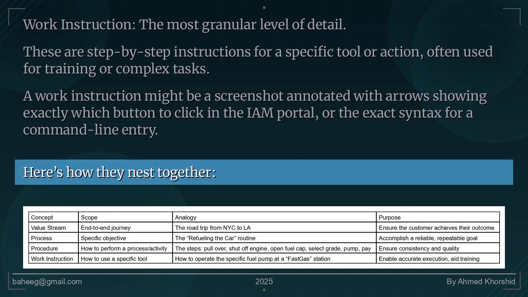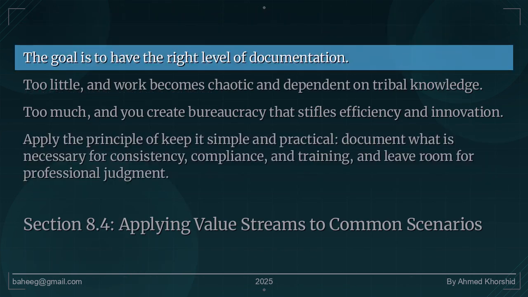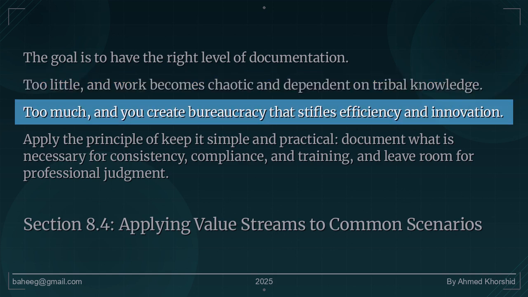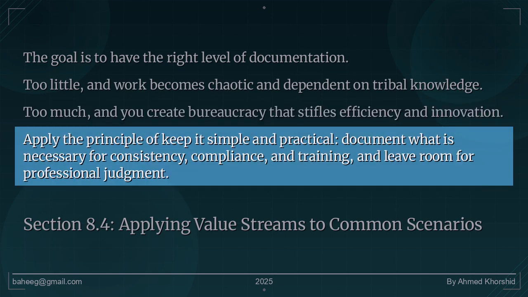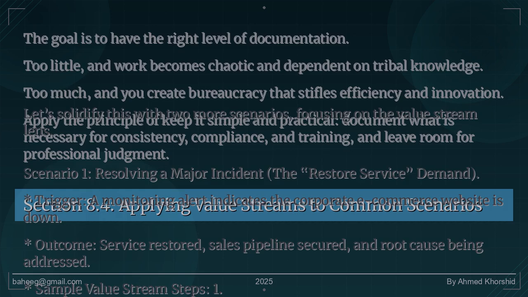Here's how they nest together. Concept, scope, analogy, purpose. The goal is to have the right level of documentation. Too little, and work becomes chaotic and dependent on tribal knowledge. Too much, and you create bureaucracy that stifles efficiency and innovation. Apply the principle of keep it simple and practical, document what is necessary for consistency, compliance, and training, and leave room for professional judgment.